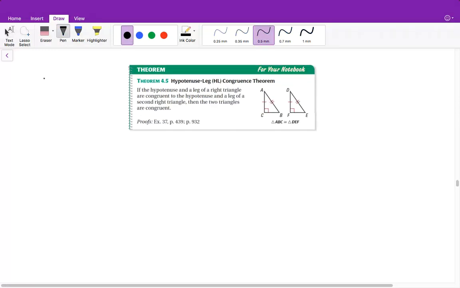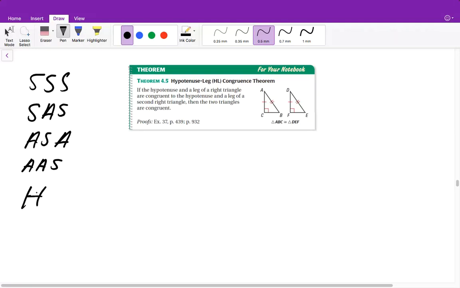All right, so the first one that we did was side, side, side. The second one was side, angle, side. Then it was angle, side, angle, and angle, angle, side, in which the exact position that we wrote it in is the exact position that it needs to fall in on our triangles when we're saying that they're congruent. And the last one is our hypotenuse leg congruency theorem.